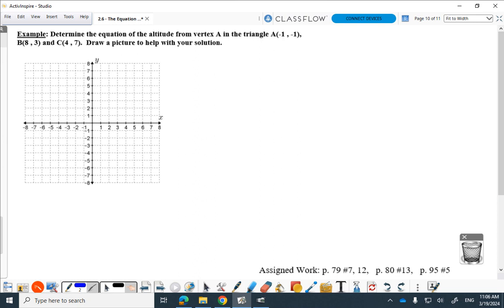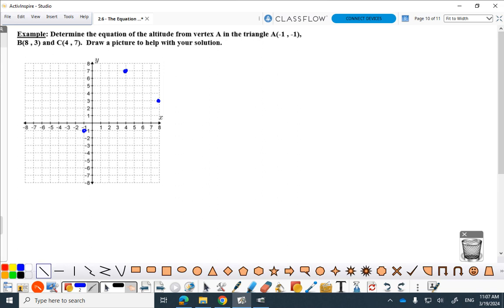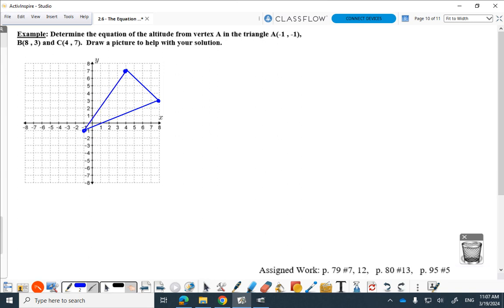Let's talk about altitude. Determine the equation of altitude from the vertex A of the triangle. Graph the points. -1, -1. Got it? 8, 3. Got it? 4, 7. Check. I always have to check. Maybe you're so good at these you don't have to check, but after I graph them, I got to look and see that I got them right. 8, 3, 4, 7. Yes. In great shape. Just got to connect those up. And label them. I forgot to label them last time. A was -1, -1. B was 8, 3. And C was 4, 7. Good.